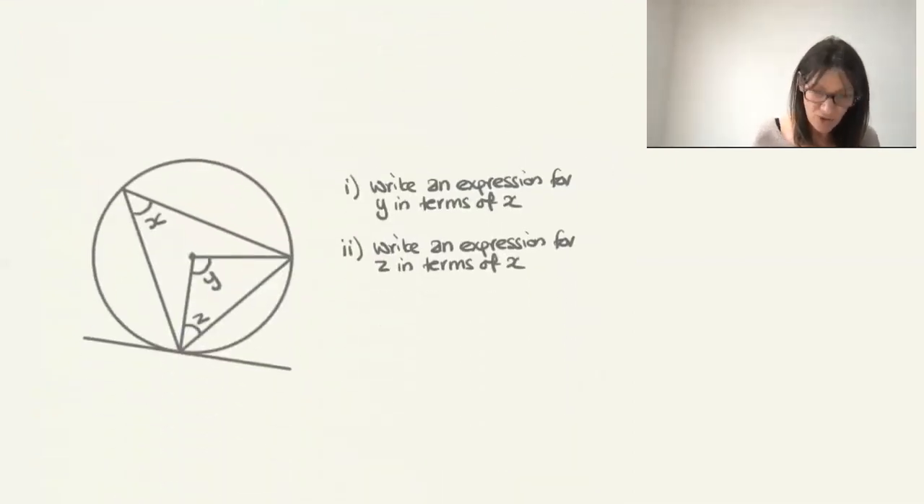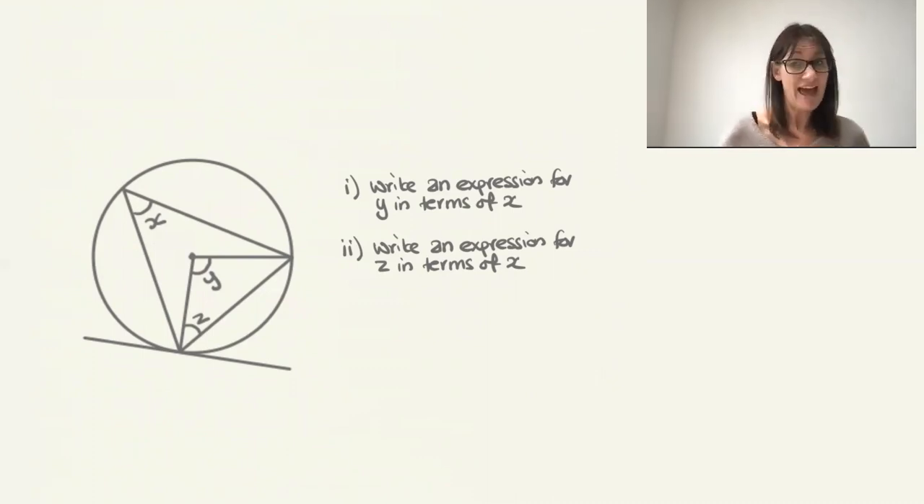All right, here's your next question. So this one says you need to write an expression for y in terms of x, and then you're going to write an expression for z in terms of x. So you're not going to get y equals 40 degrees. You're not going to get a numerical answer here. That's not what they want. They want you to label up those angles y and z in terms of x. So instead of saying that angle's y, we're going to say that angle is 2x.